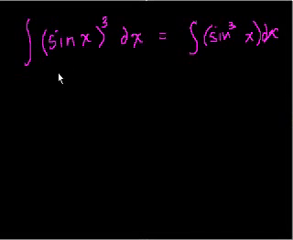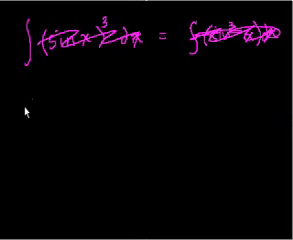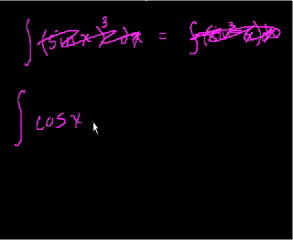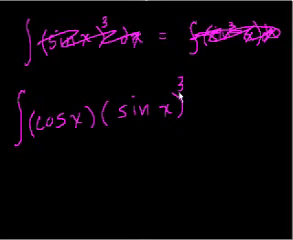Oh, sorry. Actually, this is a mistake. Clearly, I'm making up these problems on the fly. I actually don't want to do that. That is the wrong problem. I want to take the integral, and actually you can see kind of how I'm thinking about these problems. I want to take the integral of cosine of x times the sine of x to the third power dx.